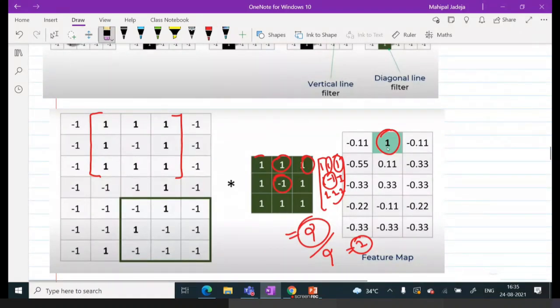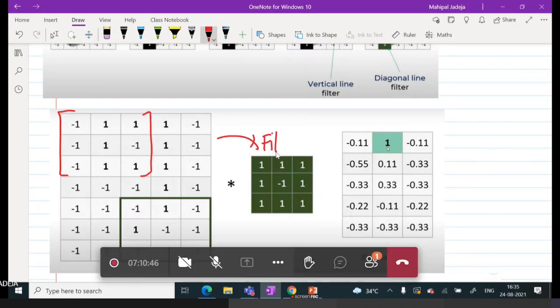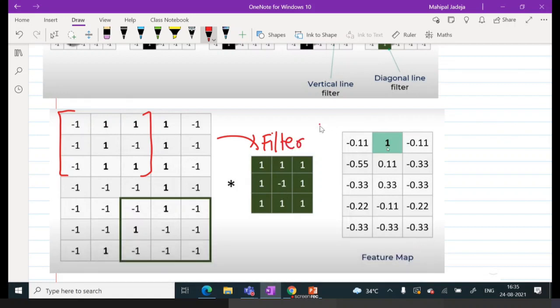Now the question is how to formulate this feature map, right? How to construct this feature map. It's very easy. We are going to start with this particular matrix in left to right manner and top to bottom. First we will consider this matrix and multiply it with this particular filter. What is the task of the filter? The task of the filter is to identify a particular feature which is present in my image. Currently I am considering the loopy feature, whether a loop is present in my image or not. First I will multiply this matrix with this matrix, and I will get -1.1.